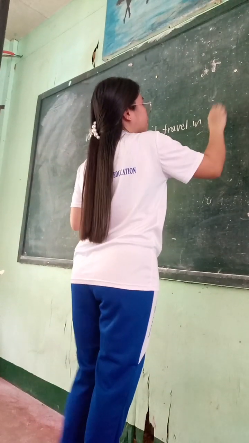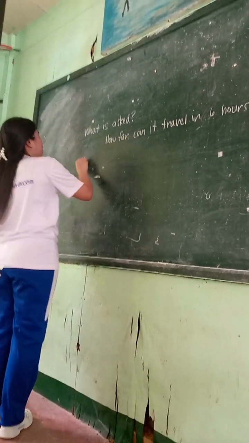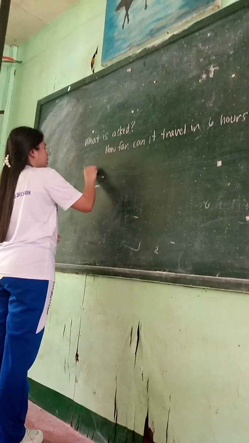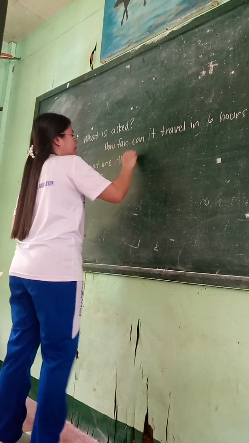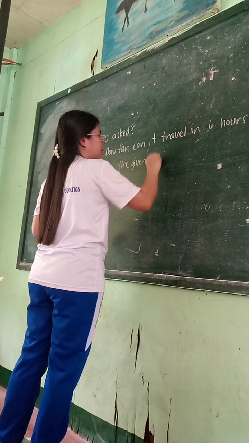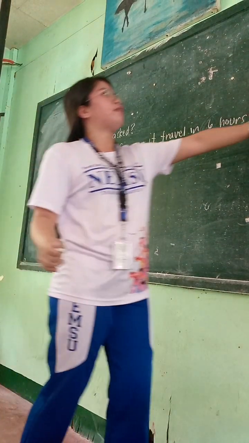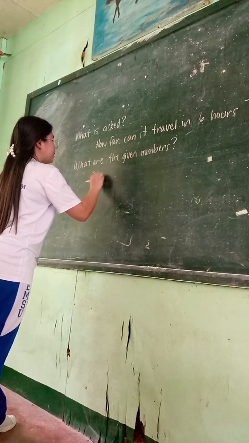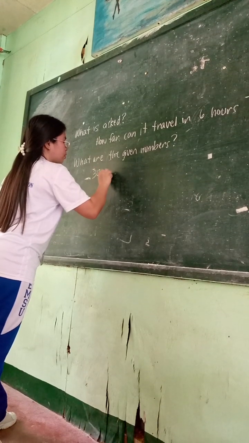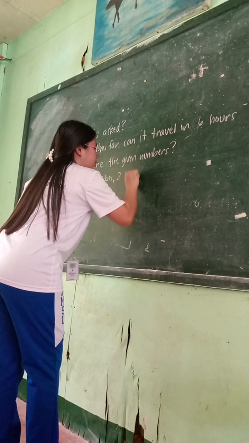In 6 hours? Now what are the given? 300 kilometers and 6 hours. What are the given numbers? So we're going to write the given numbers. So first there are 300 kilometers, 2 hours, and 6 hours.